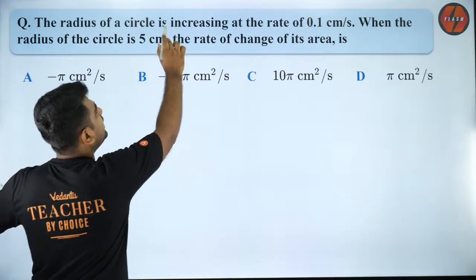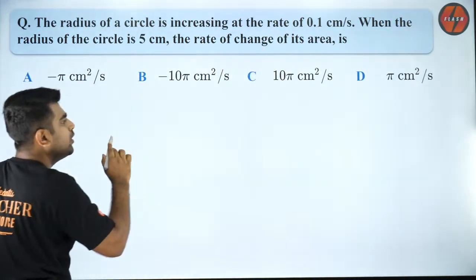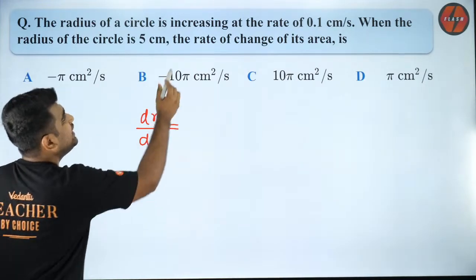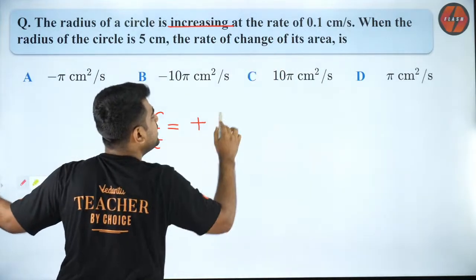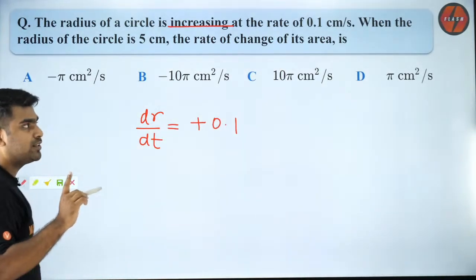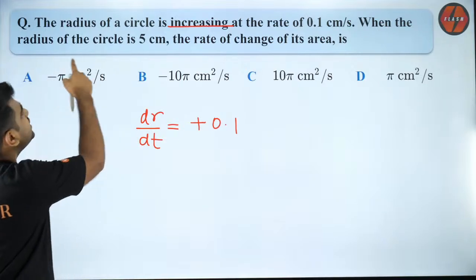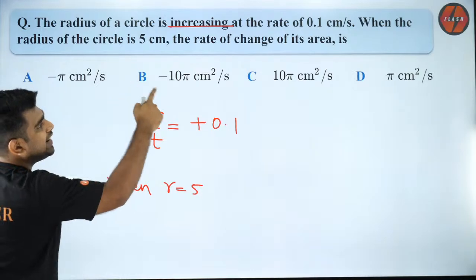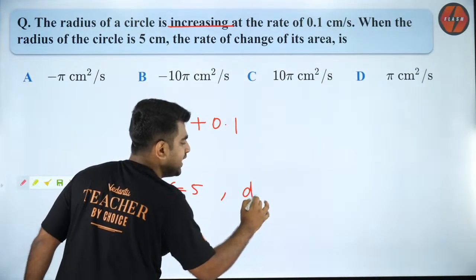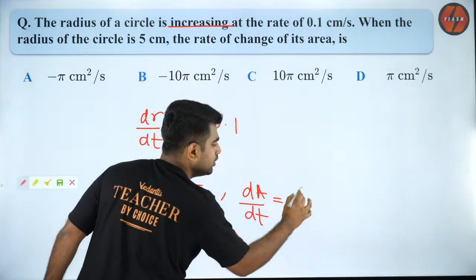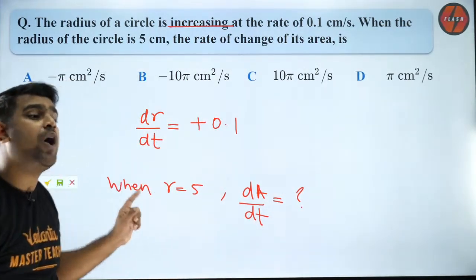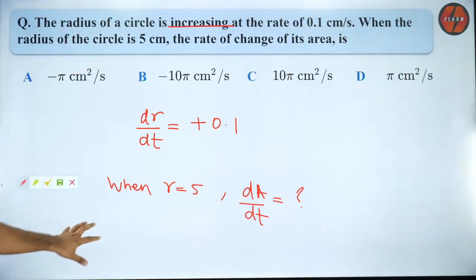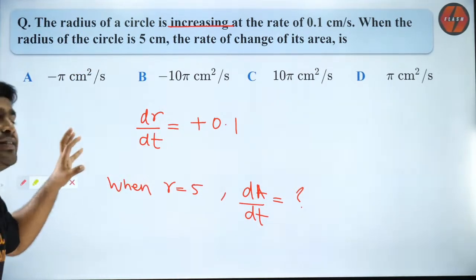The radius of a circle is increasing at the rate of 0.1. What does that mean? That means dr/dt is increasing, so the plus rate is 0.1. This is how you write it. Next, when the radius is 5, when r equals 5, the rate of change of its area is what they want. Did you guys understand it? This is how you write the information given in the question. You read, you interpret it right. That is how we do it.